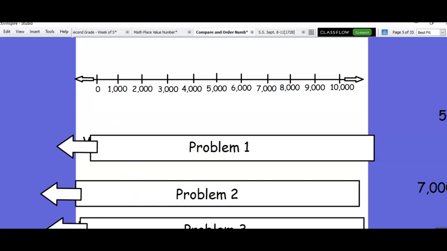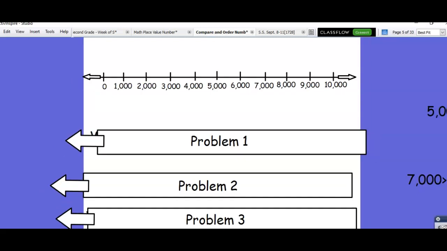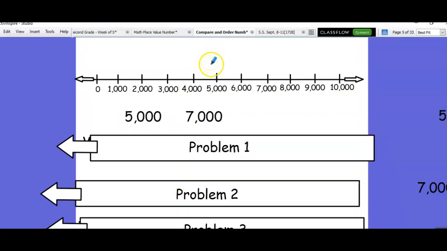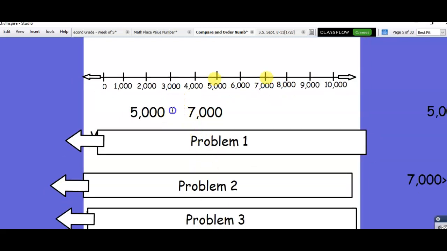I had our students today tell me: 5,000, is it greater than or less than 7,000? Looking at the number line, the way you do it is you put a mark on 5,000. Boom. Then you put a mark on 7,000. Then you look at how from 0 it's getting bigger as you go up, right? So which one is larger, the 5,000 or the 7,000? The 7,000 would be bigger.